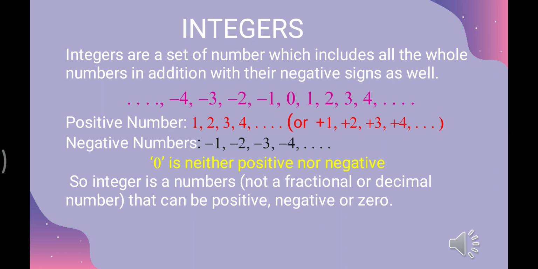Now it should be noted that integers are positive numbers, negative numbers and 0. Integers cannot be a fractional number. Integers cannot be a decimal number.